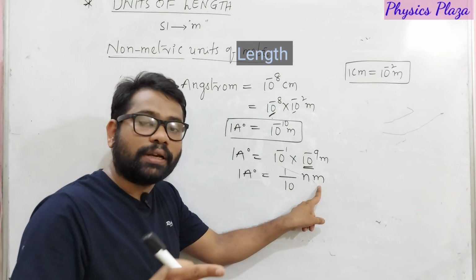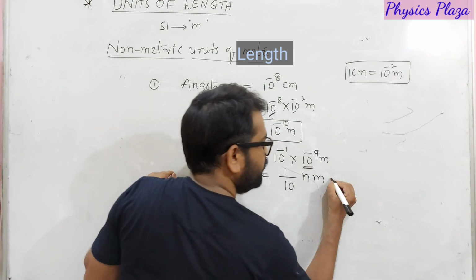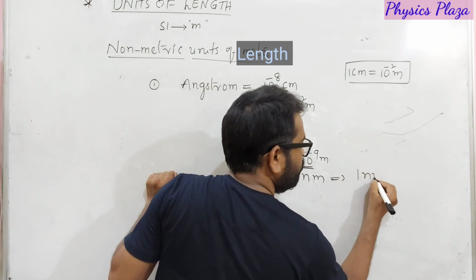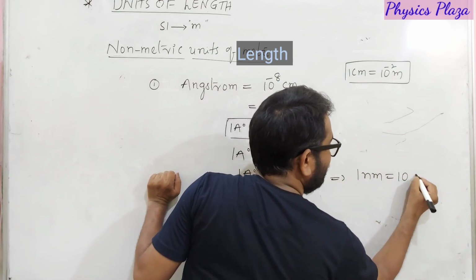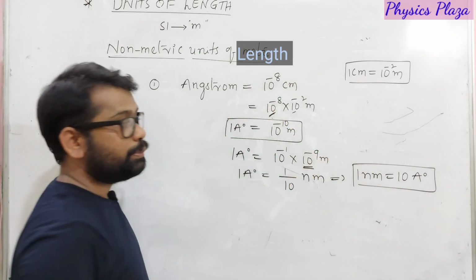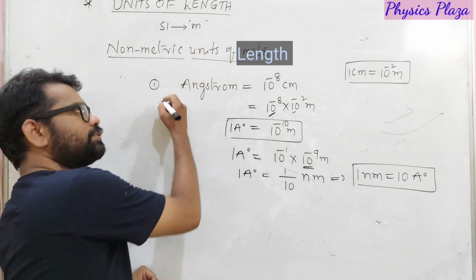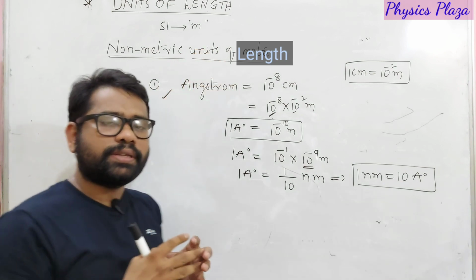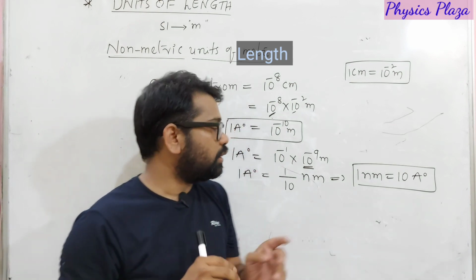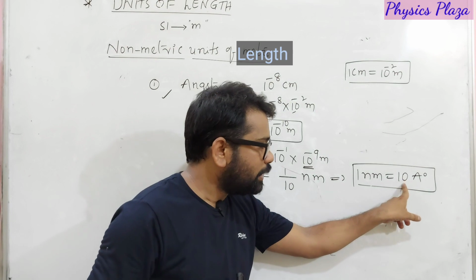If you want to write nanometer as the subject, take this across to the other side. So what do you get here? 1 nanometer is equal to 10 angstroms. Children, it's a very important relation. So this is what angstrom actually is. Usually angstrom is used to measure the radius of the atom, but nowadays we are using nanometer. So 1 nanometer is equal to 10 angstrom.